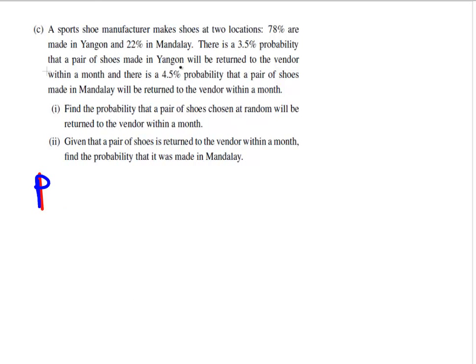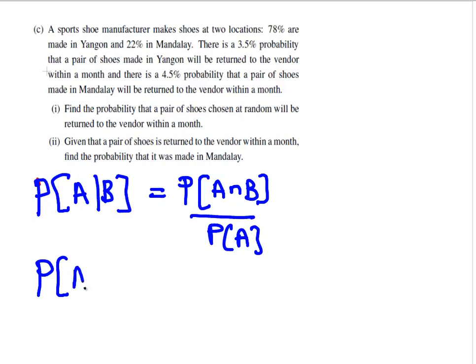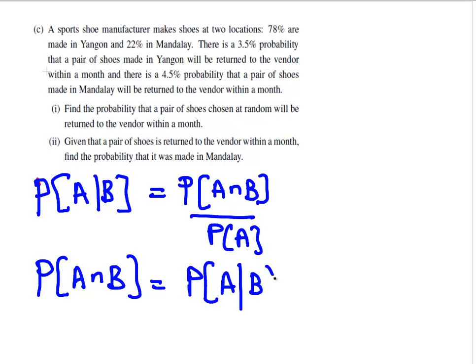Probability of A given B is probability of A and B over the probability of A. But we can actually re-express this formula. We can multiply both sides by the probability and rearrange this formula, so that the probability of A and B, probability of A intersection B, is the probability of A given B times the probability of A.